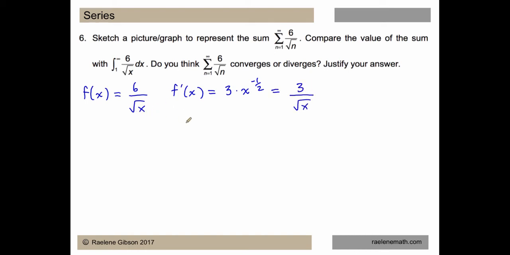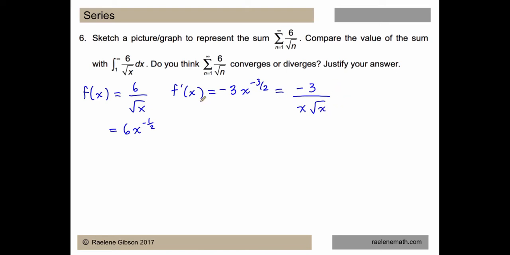Rather, that was already negative 1/2. Let's just go back and rewrite the function first in derivative-friendly form. 6 times x to the negative 1/2. Then the derivative here is going to be negative 3 multiplied by x to the exponent negative 3/2. And that's going to give us negative 3 over x square root x.